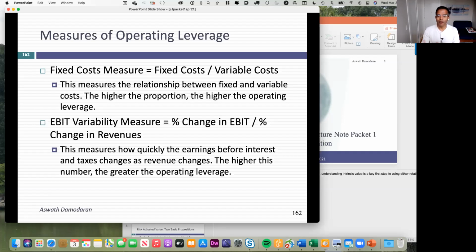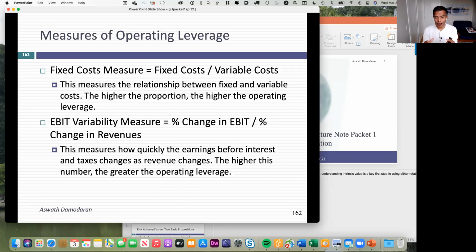So if you gave me fixed and variable costs, I'd very quickly compute a ratio and say, that's your fixed cost. It's called operating leverage. The higher that number, the more you're exposed to risk. But since that number is not available, I'm going to suggest a simplistic way in which you can measure how much operating leverage your company has.